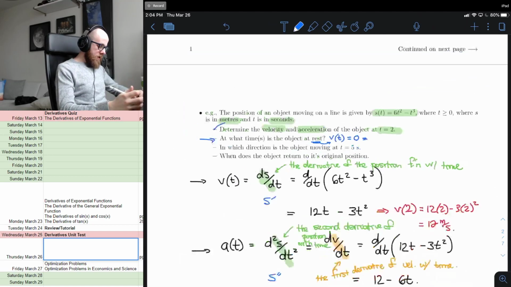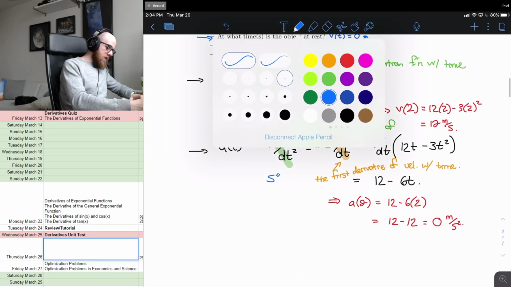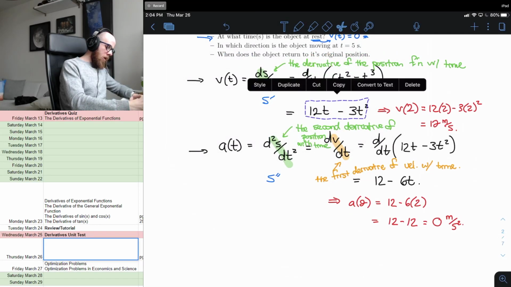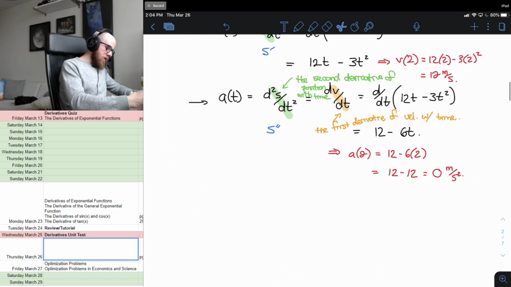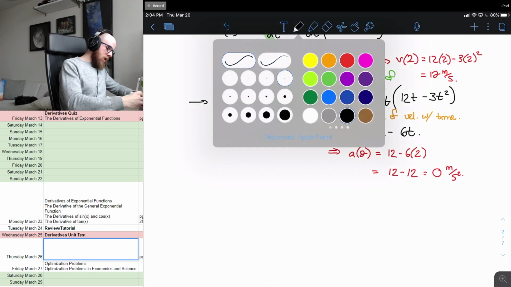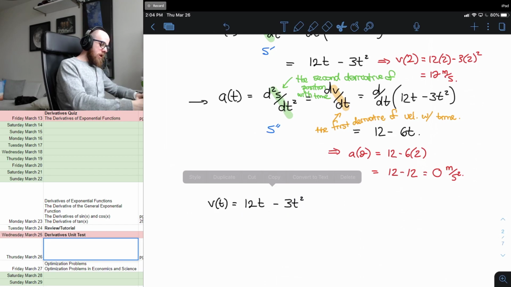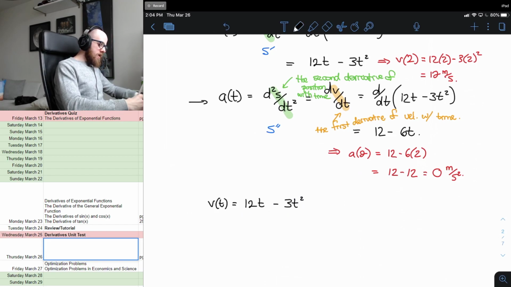So what I'm going to do for the second part here is I'm just going to copy the velocity function that I found from part A. So I know my velocity function v at t is equal to 12t minus 3t squared. And what I'm curious about is when this thing is equal to 0.